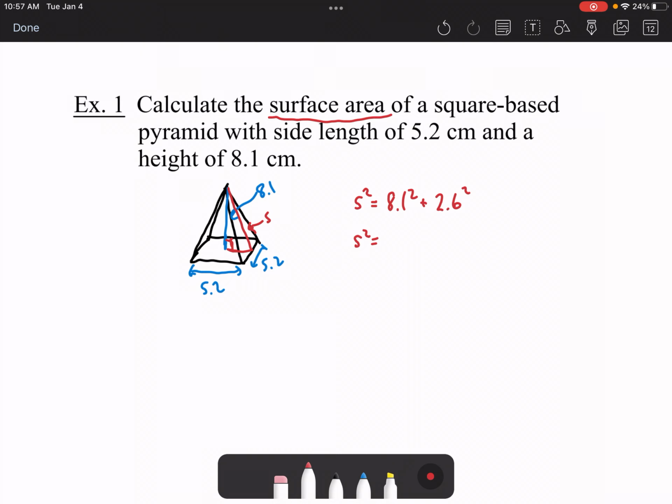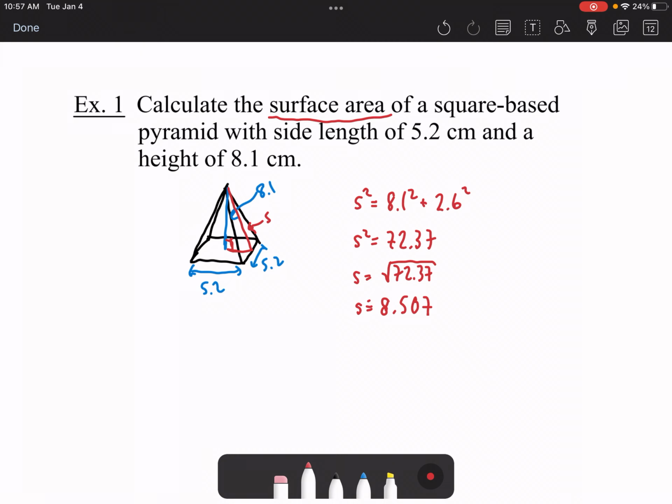Okay, using my calculator, I get this as 72.37, and then the square root of this value, which is approximately 8.507.